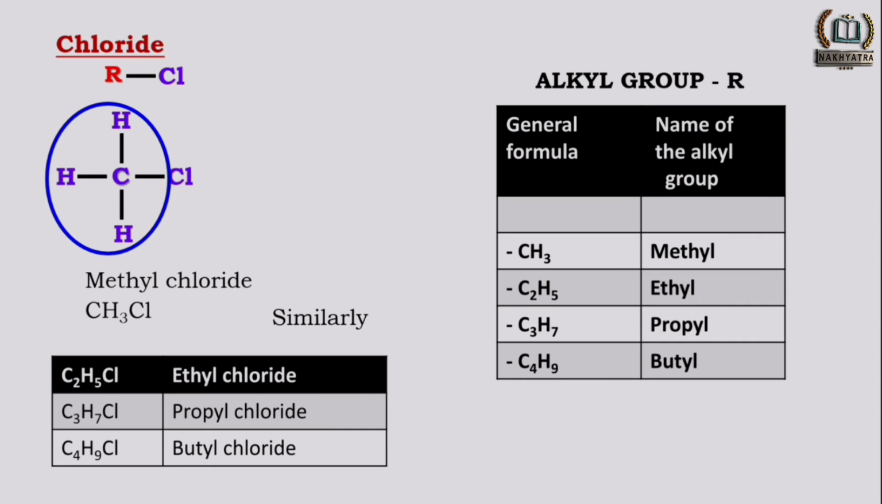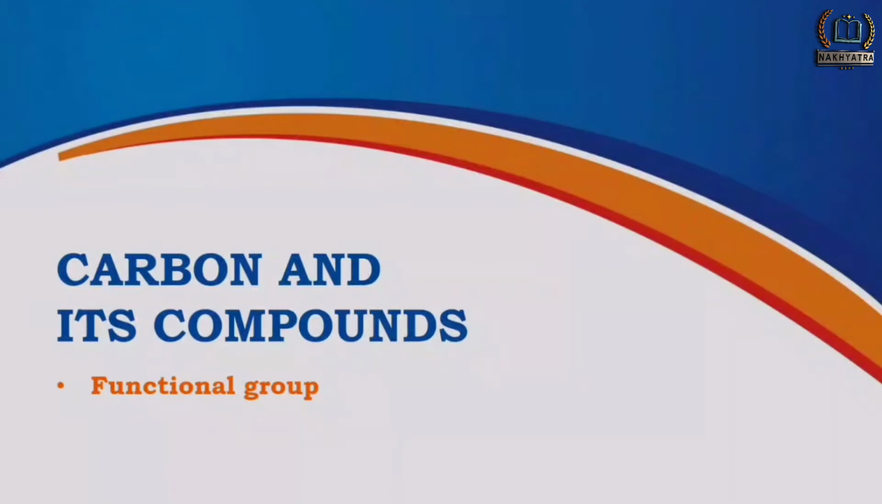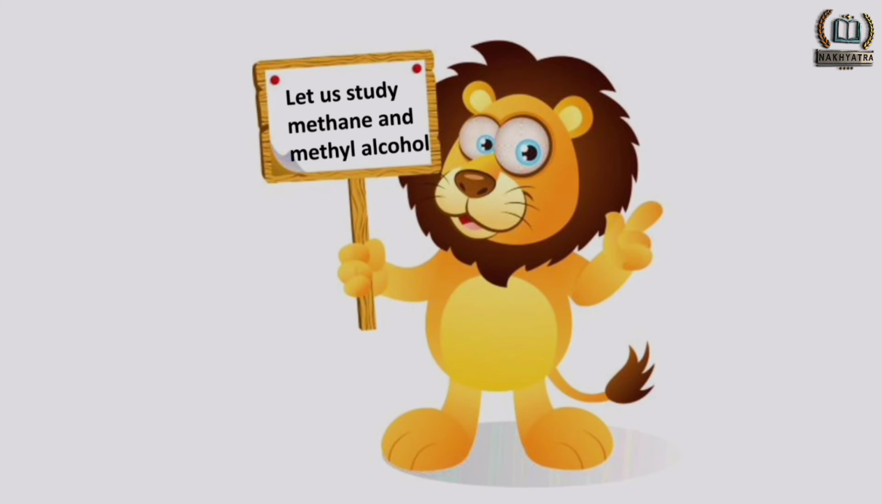Similarly, C2H5Cl is ethyl chloride, C3H7Cl is your propyl chloride, and C4H9Cl is your butyl chloride. Alright. Okay guys, next we will study the functional group. Now let us study methane and methyl alcohol.